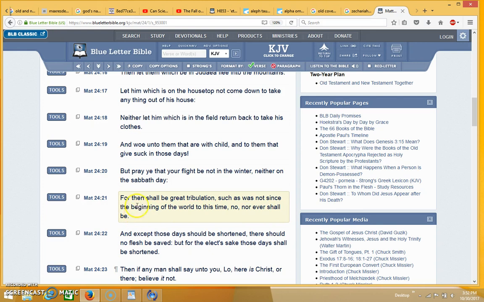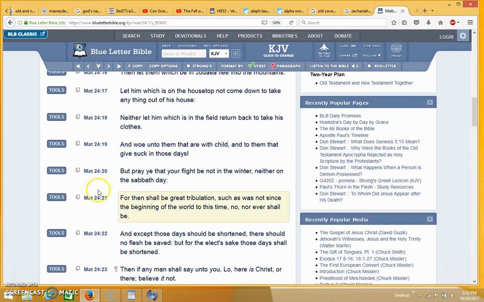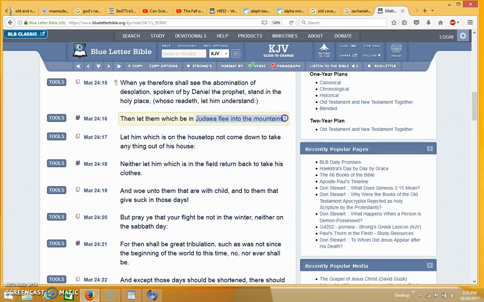So the Great Tribulation begins with the abomination of desolation, and we're told in the book of Revelation and in the book of Daniel that the Great Tribulation is 3.5 years. Okay, and I've explained before how this is the same event as what's recorded in Zechariah 14, but I think it's interesting the next verse over here in verse 17, it says, "Let him which is on the housetop not come down to take anything out of his house."